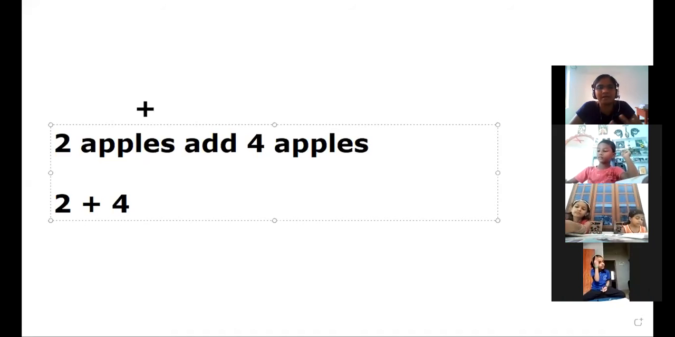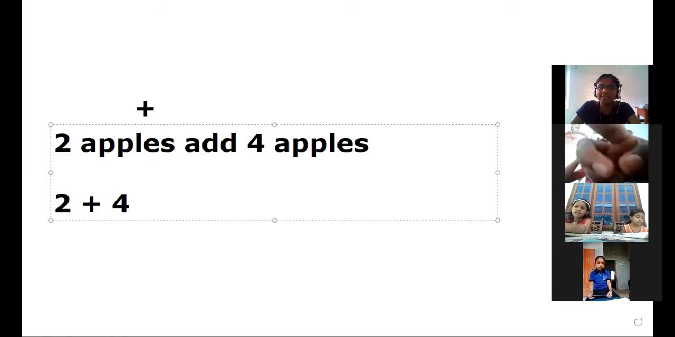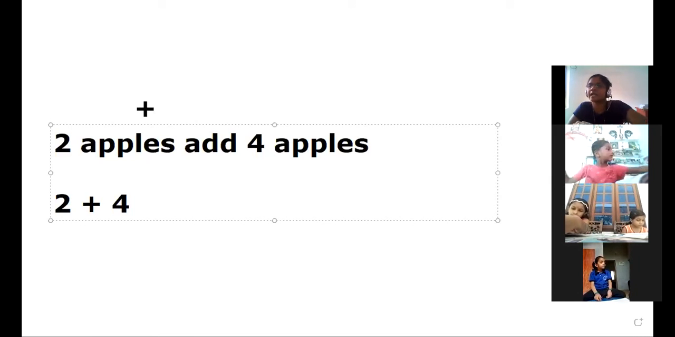So we use only numbers and symbols. Here write 2 instead of 2 apples. Here 2 means 2 apples. And for add we use the symbol plus. And 4 means 4 apples. That is, 2 apples and 4 apples can be written as 2 plus 4.